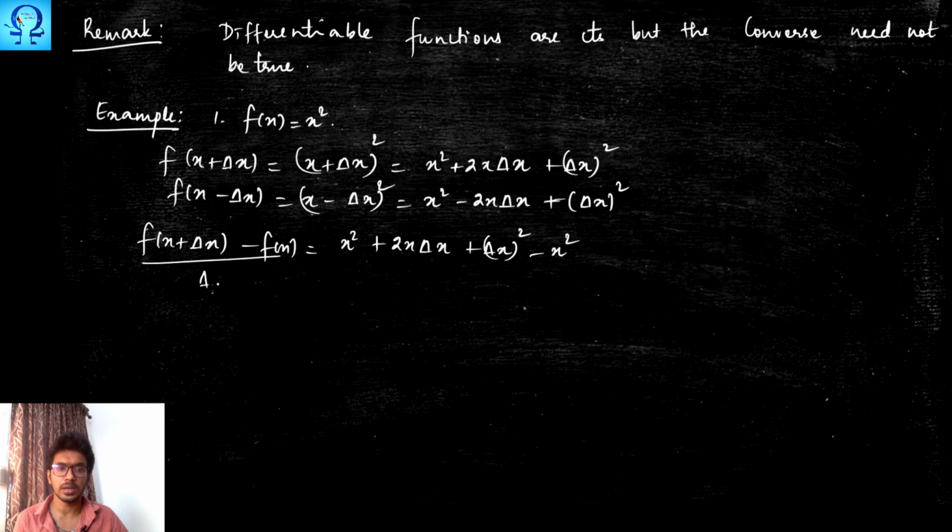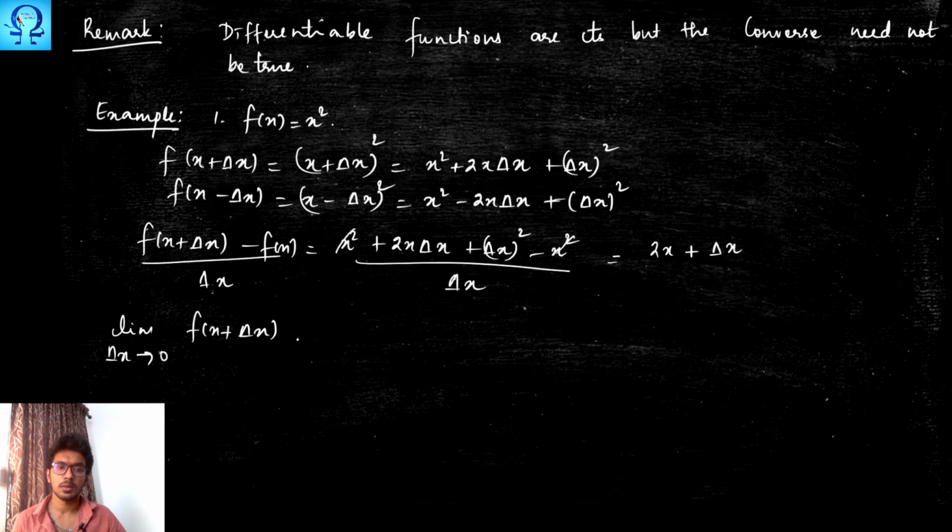If you divide this by delta x, what would you get? X square gets cancelled and delta x can be cancelled from both the terms. We are left with 2x plus delta x, right? When you take limit delta x approaches 0, f of x plus delta x minus f of x upon delta x, this term goes to 0 and you will be left with simply 2x, right?